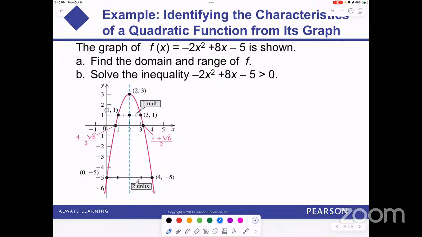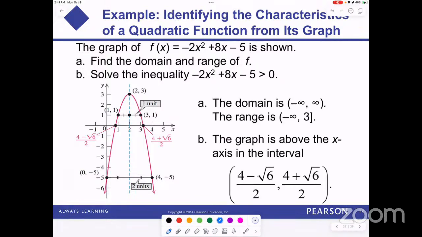And then if we want to solve this inequality where our quadratic is positive, that means where is it above the x-axis? So basically between the two x-intercepts. Now they gave us the x-intercepts in this image, so we could just use that. So then our quadratic is above the x-axis between the x-intercepts. So we would say (4 minus the square root of 6)/2, comma, (4 plus the square root of 6)/2 in open parentheses, because we don't want to be equal to those, because we don't want to be equal to 0, because of the inequality. And again, I'm just going to leave the rest as an exercise.